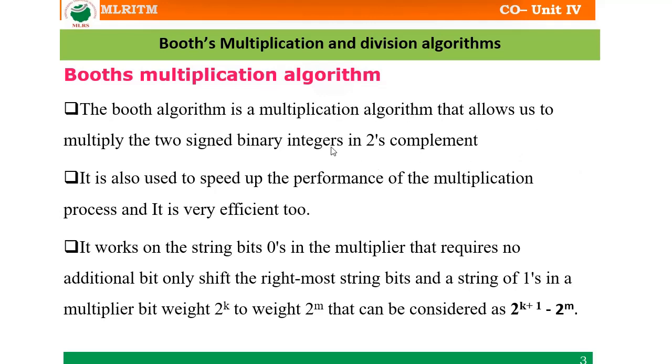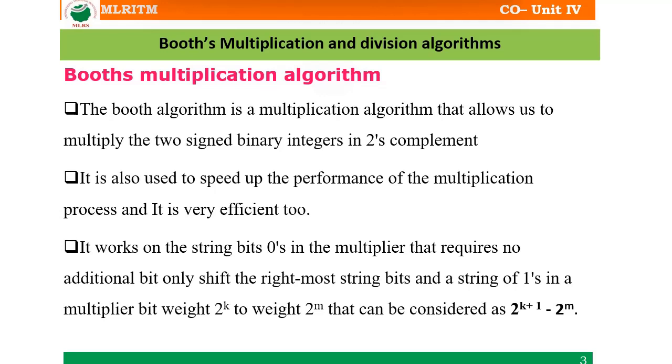So here in Booth's multiplication algorithm, we are multiplying two values with the help of the 2's complement method. Those numbers are signed binary integers. Booth's multiplication algorithm allows us to multiply two signed binary integers in 2's complement form. So what is the use of this algorithm? It is used to speed up the performance of the multiplication process, and it is very efficient.